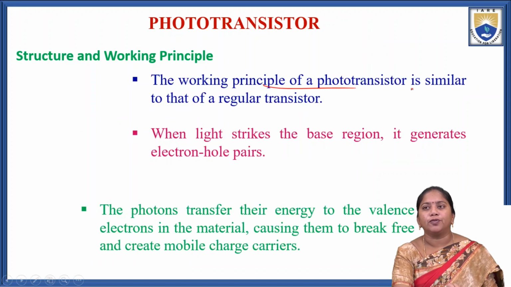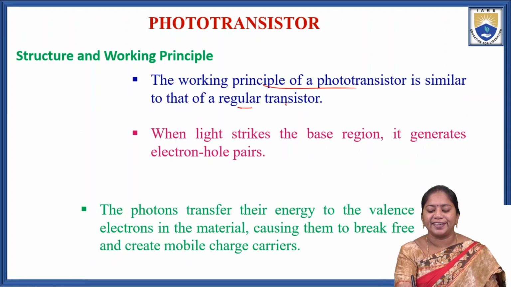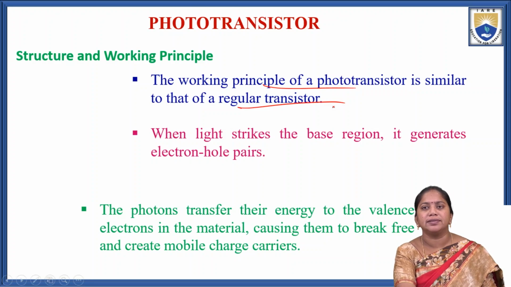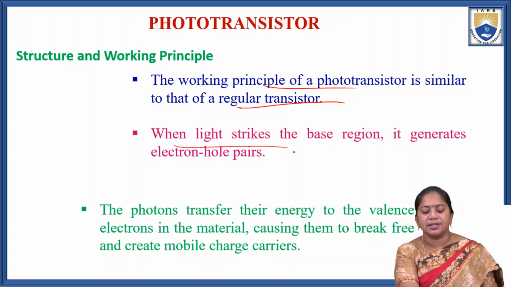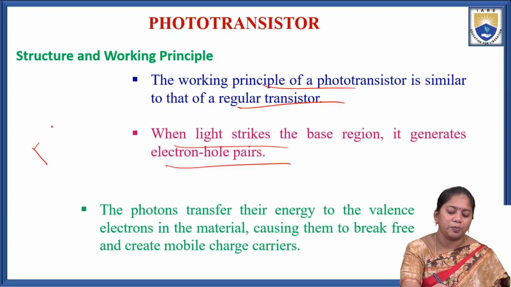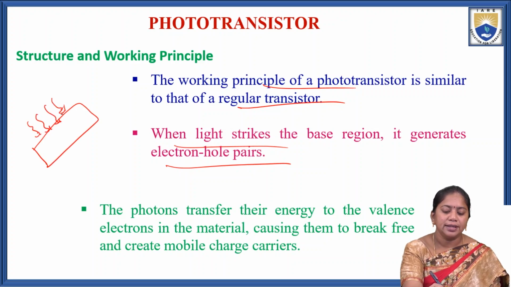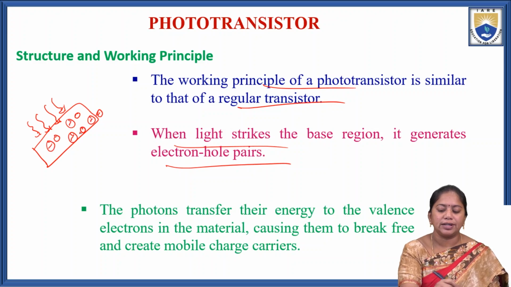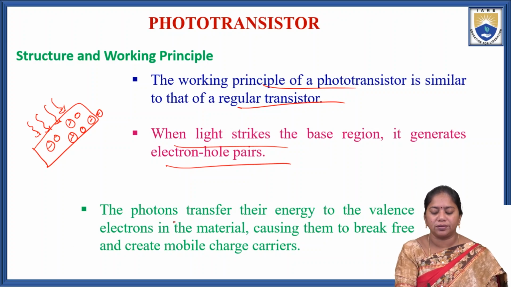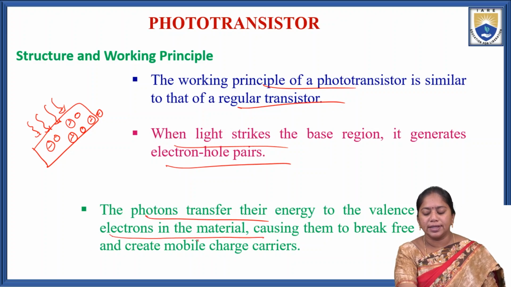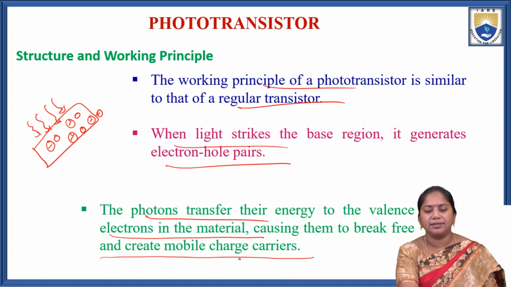The working principle of the phototransistor is similar to that of the regular transistors. When the light strikes the base region, it generates electron hole pairs. For example, this is the base. When the light is incident on this base region, electron hole pairs are generated. The photons transfer their energy to the valence electrons in the material, causing them to break free and create mobile charge carriers.